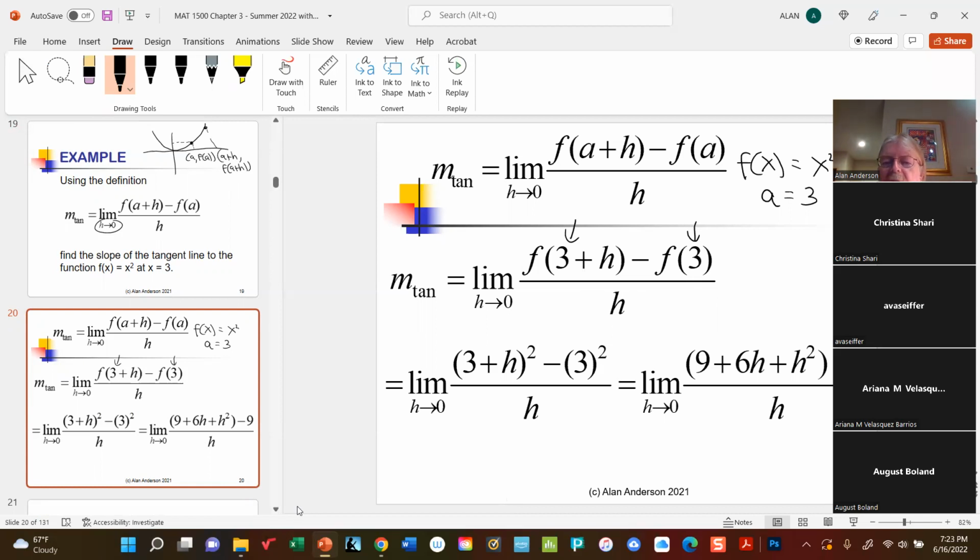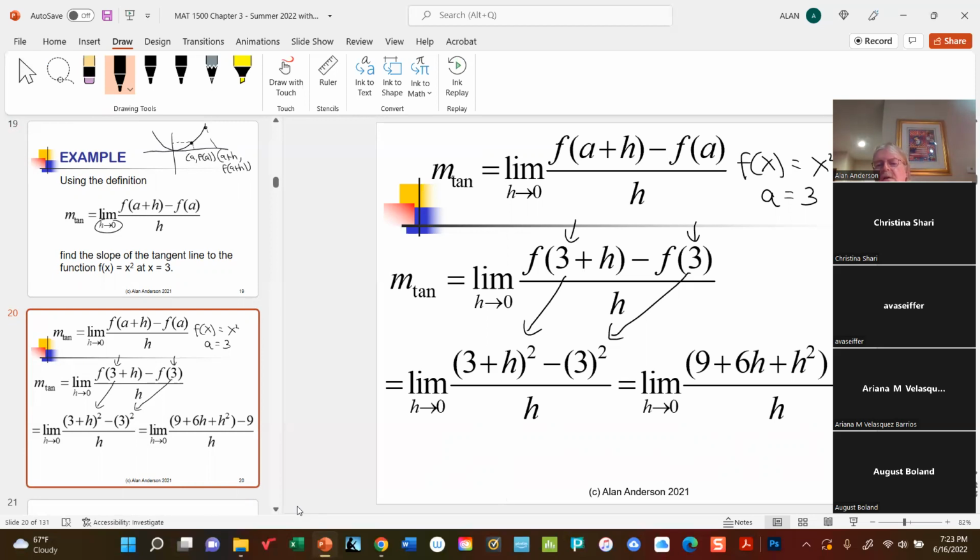So in this first case, we'll have (3 plus h) squared because the function is x squared. And here we'll have 3 squared, again, because the function is x squared. And then the rest is just algebra. If you square this out, (3 plus h) squared, using FOIL, you'll see that's equal to 9 plus 6h plus h squared. Then you subtract 9 from that, and at the end you divide by h.